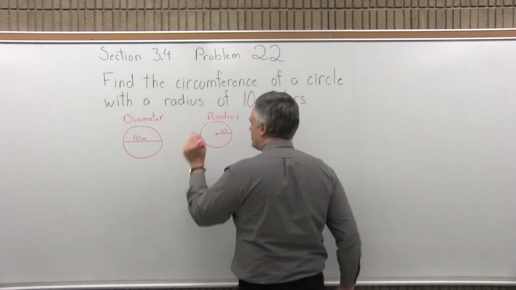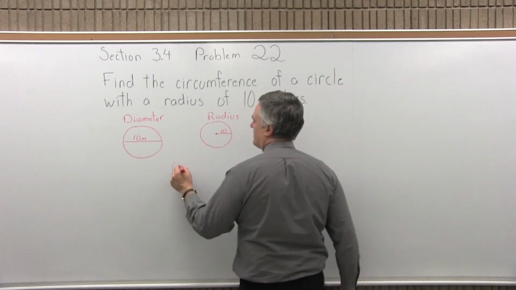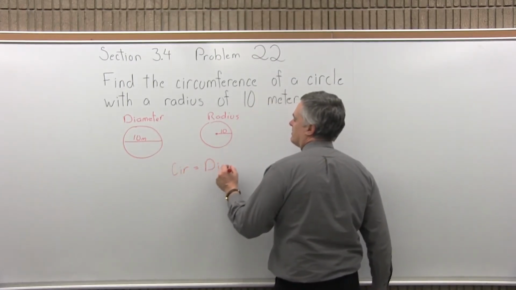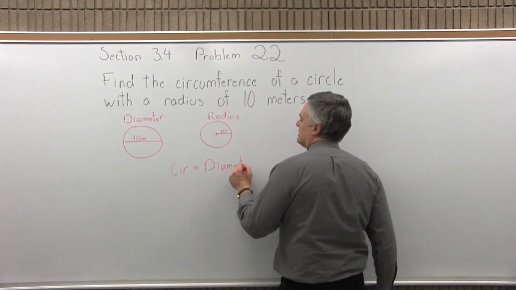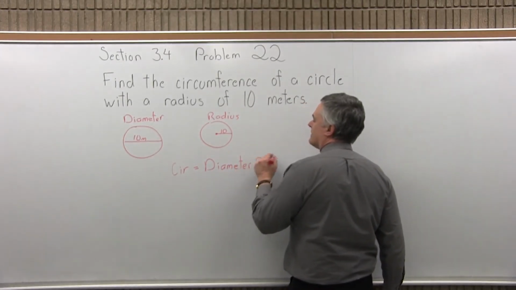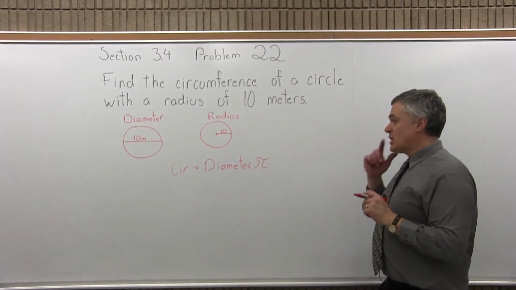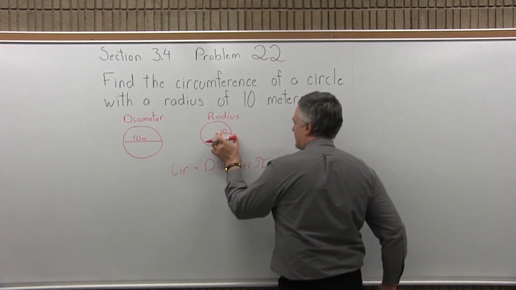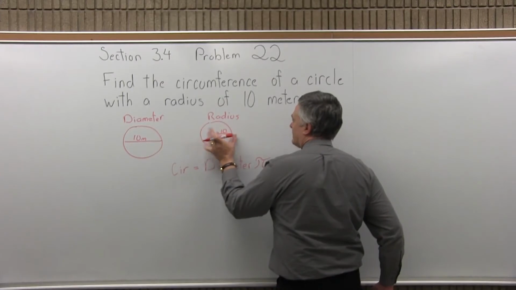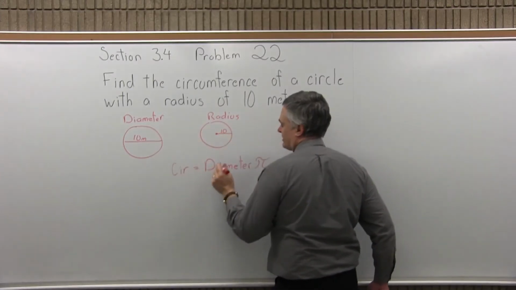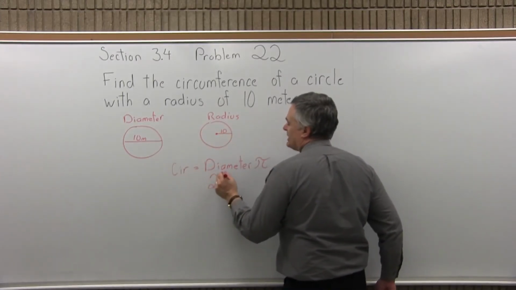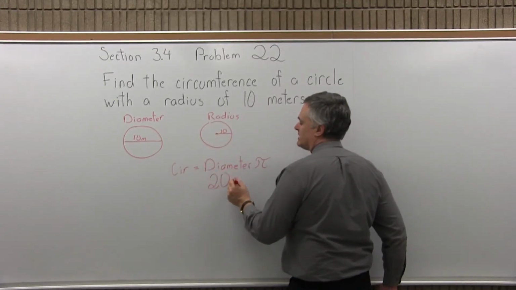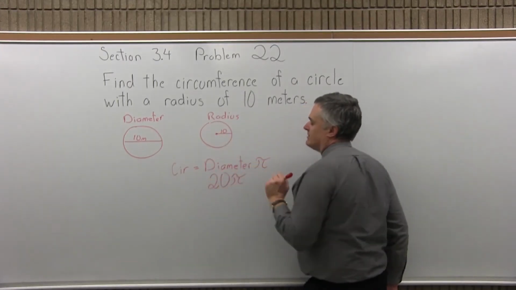So now the circumference, or distance all the way around the circle, is equal to the diameter times pi. So if it's 10 meters to go from the center of the circle to the edge, it's double that distance to go all the way across the center. So the diameter is 20 meters. If the radius is 10 meters, the diameter would be 20 meters times pi.